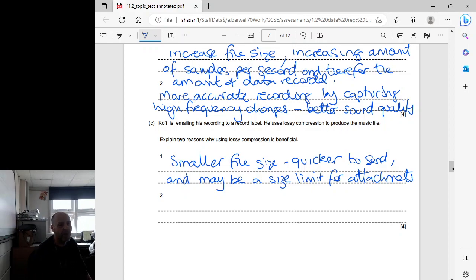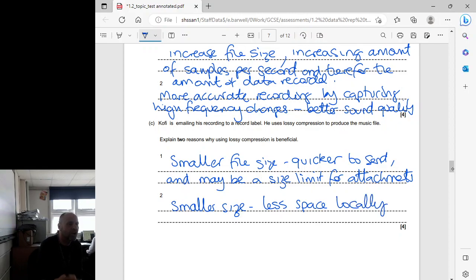Right, okay, carrying on. So again, smaller size. It's going to take up less space. So locally on their computer, but also on the people that send it in the email box.